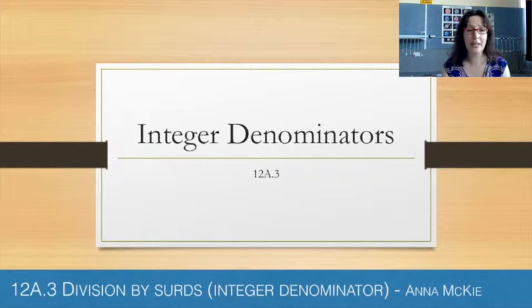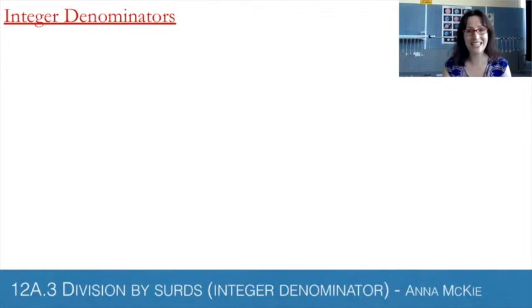Hello, I'm Anna Mackay, and today we're looking at surds, and when you have to divide and you have a surd on the bottom, how to turn that into an integer denominator. So if we have 4 over 7 root 3 here, and you're interested in getting a whole number on the bottom, so no surd. So how are you going to get rid of that surd?